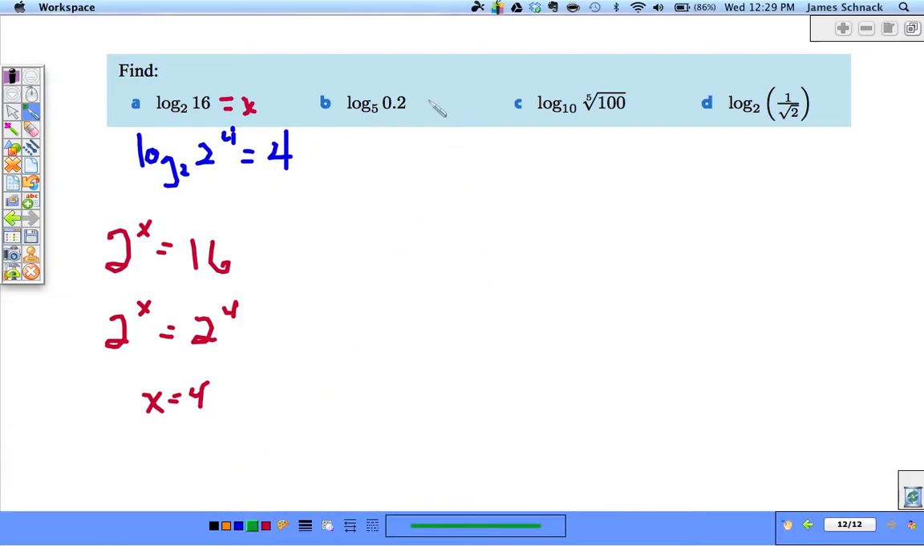And let's take that stance on the rest of these. Let's set this equal to y. 5 to the y equals 0.2. 0.2 is the same thing as 1/5. 1/5 is the same as 5 to the negative 1. That means that y has to be negative 1.